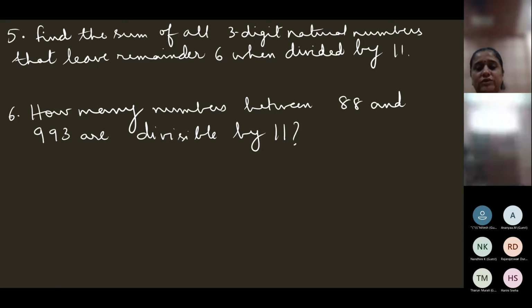Yes, Tarun, because you're finished, you can try this question. How many numbers between 88 and 993 are divisible by 11? For this also I have the final answer. If you finish, I can confirm the final answer. I'll just come back, children. Please work. I'll just come back.